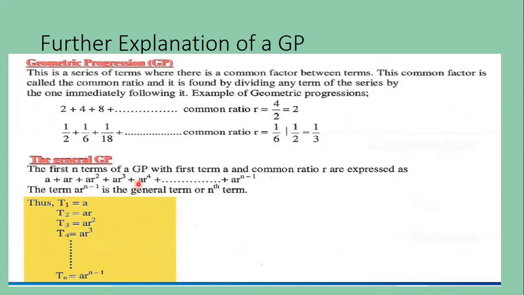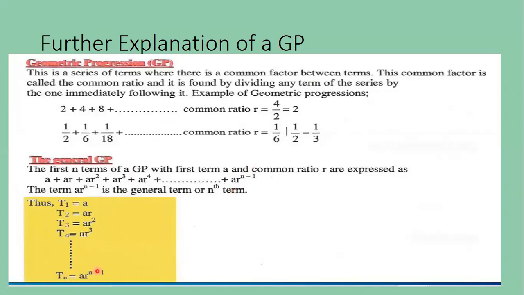Please take note of that. As we are making an ascension in terms, we are having a reduction in power by 1. So this last term here, I'm sure you're able to see that. The term AR^(n-1) is what we call the general term of a GP, the nth term of a GP.